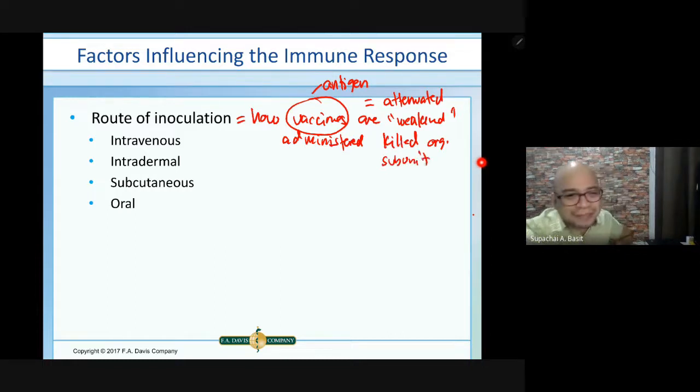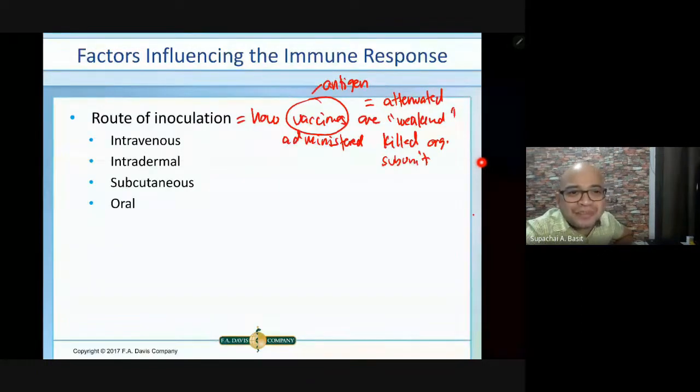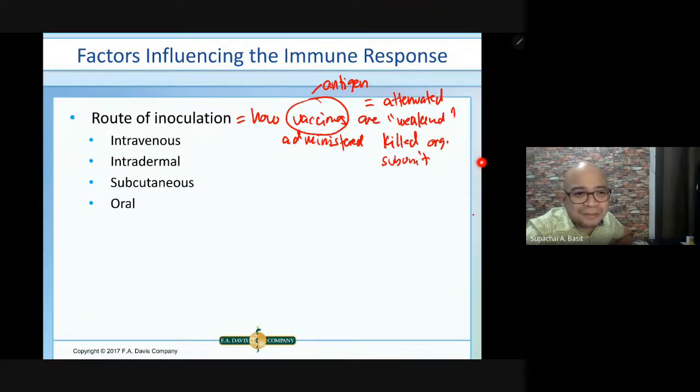So there are several types of vaccines, and we will be discussing that in chapter 25. But I just want to give emphasis on the fact that the route of inoculation, okay, could actually affect the immune response, or can actually influence the immune response.